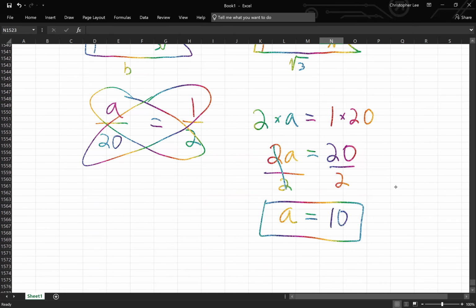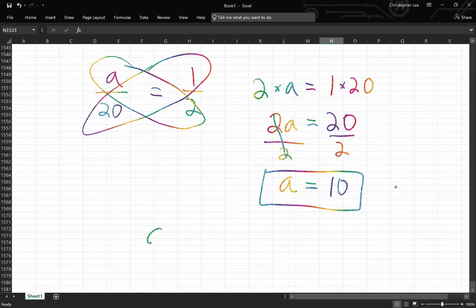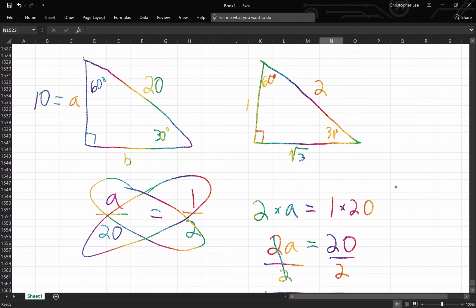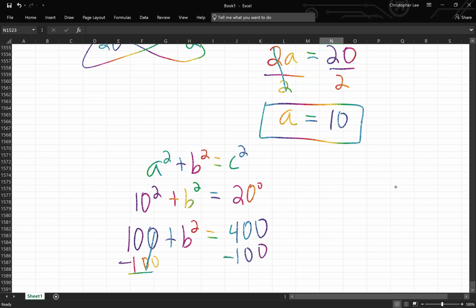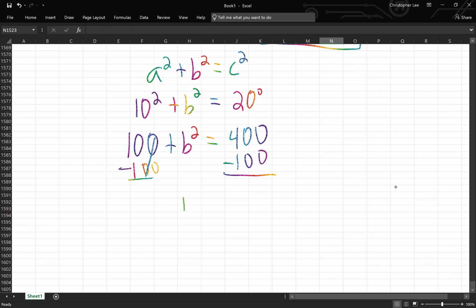After that, to get leg B, very simply, we're going to use A squared plus B squared equals C squared. And I know that A is going to be 10 squared plus B squared will be equal to, let me see what C is, 20 squared. And then just go through the math. 100 plus B squared is equal to 400. I'm going to subtract 100 from here. What I do to one side, I do to the other. So what do I have? I have B squared is equal to 300.